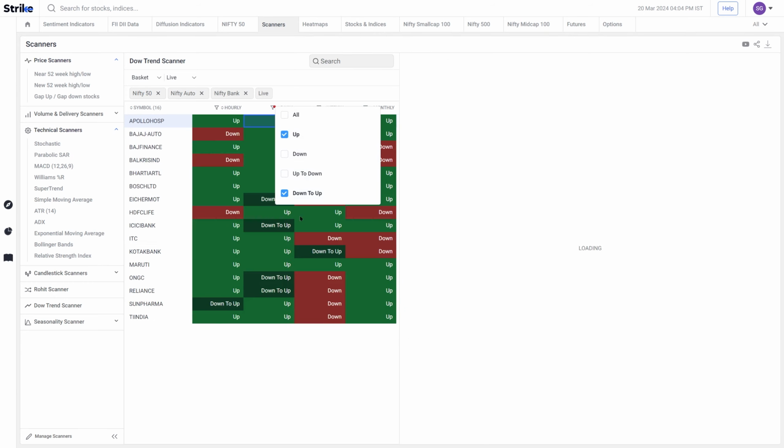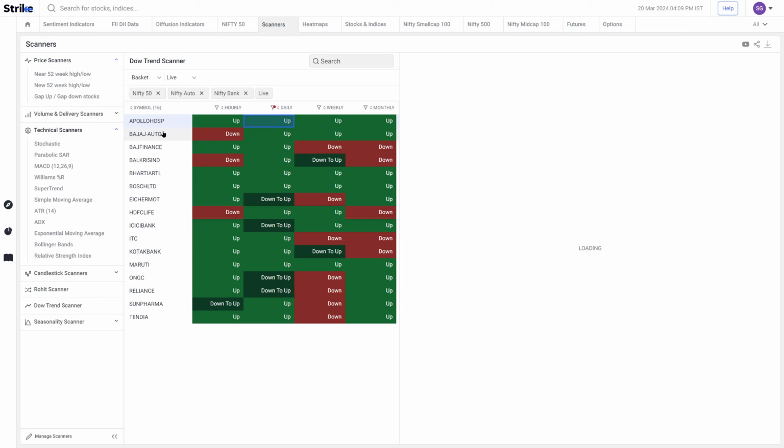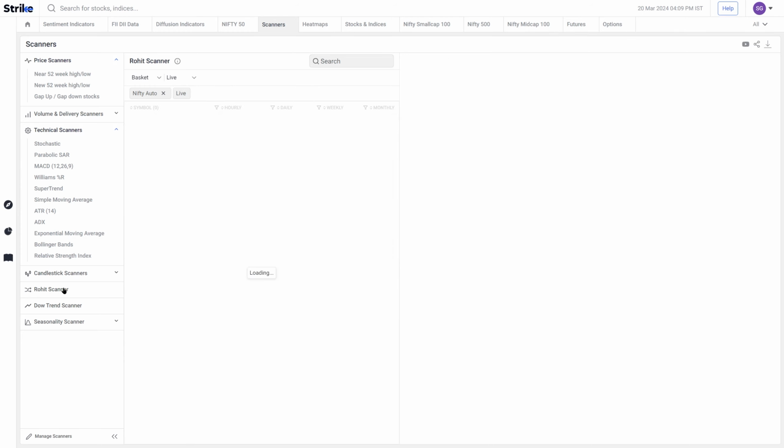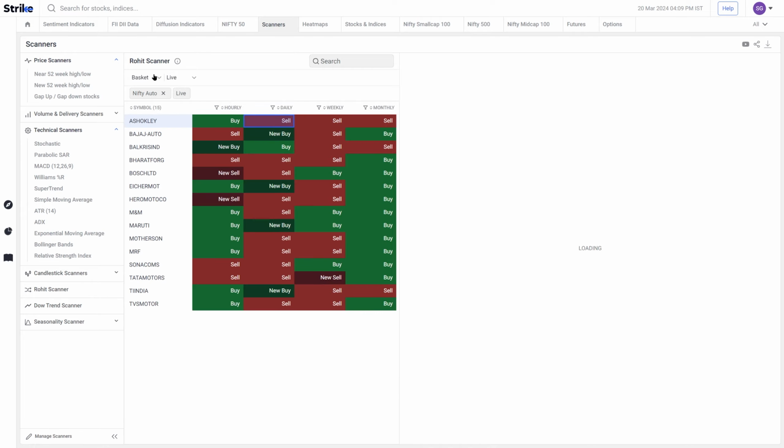And these are the ones for which the trend is already up. So these are some common names that we are seeing again and again. Names from the auto sector, mainly Bajaj Auto, Bosch, Eicher, as well as Maruti, and a few of the banking stocks as well. So I'm going to the proprietary Rohit scanner now to look for momentum bullish signals.